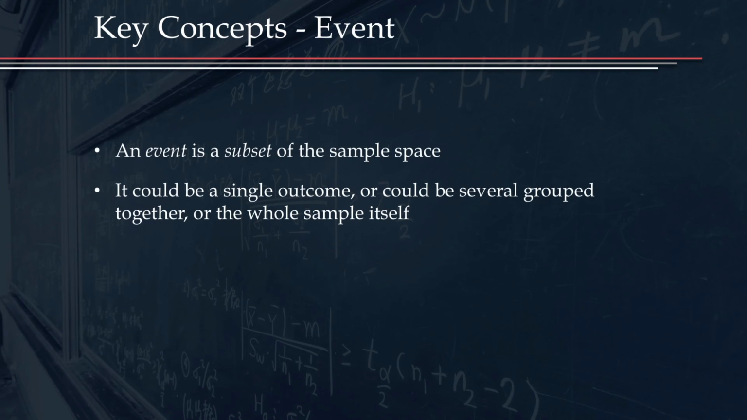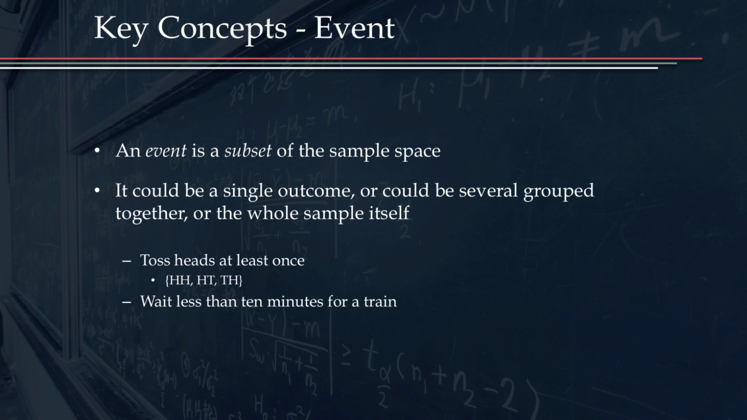Okay, the last concept we'll talk about is that of an event. An event is just any subset of the sample space, any combination of outcomes that you care about happening. For example, the event that you toss heads at least once in the experiment where you have 2 coin flips can be written like this. It's just 3 out of the 4 outcomes. Another example could be the event that you wait less than 10 minutes for a train. So this is a subset of the range 0 to 30. It's just the range 0 to 10.